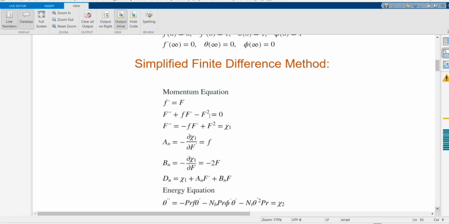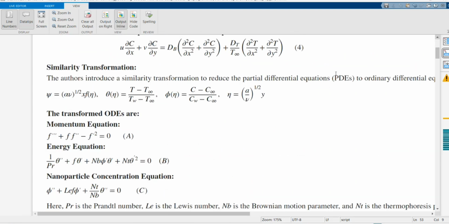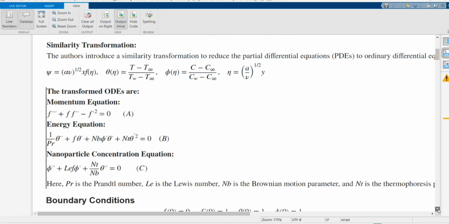The first thing you have to do in the simplified finite difference method is to reduce the order of your momentum equation. Momentum equation A, which is this one, is a third order ODE, and the simplified finite difference method is only applicable to second order ODEs. So we need to reduce the order.